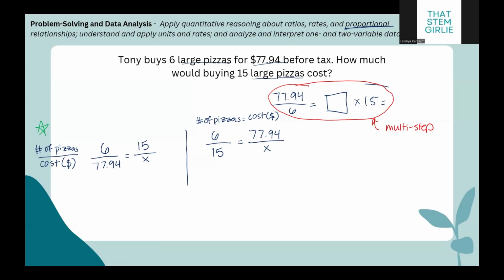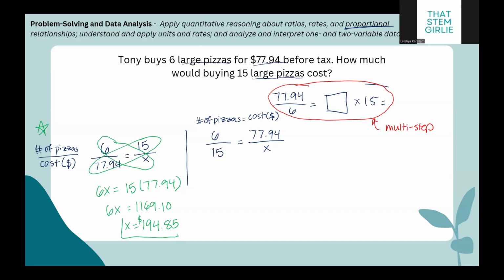Okay. So the first step to solving proportions is you're going to cross multiply. Sometimes I draw out the butterfly wings and I go 6 times x is 6x and 15 times 77.94. Nobody's expecting you to know that, so you would plug this into your calculator. 1,169 and 10 cents is 6x. And then to get x by itself, we're going to divide both sides by 6. So when I do that, I will get that x is 194.85. So this is the cost of buying 15 pizzas.